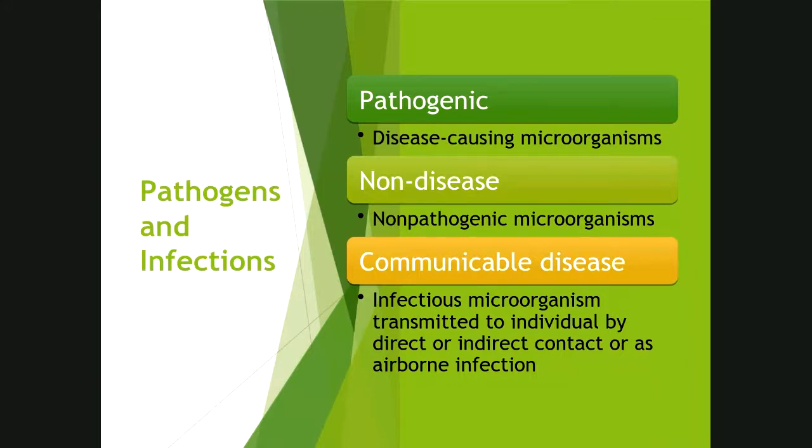So an example of this, in our large intestine, we have E. coli present. It's non-disease causing, non-pathogenic. However, if it gets out of our large intestine and gets into our urinary tract, then it becomes a pathogenic organism and it causes urinary tract infections. So that gives you an example.